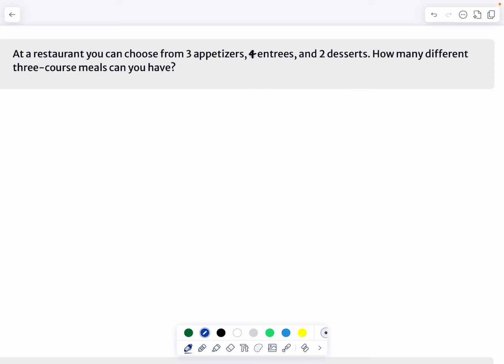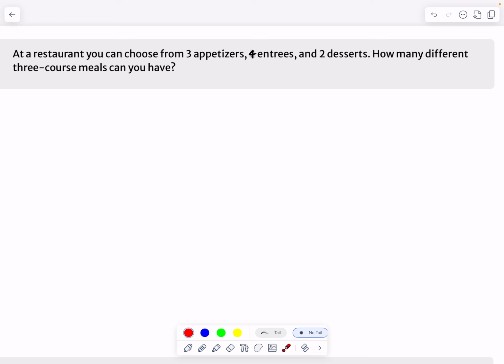For this example, we're going to look at a situation where we have a couple of different categories to choose from. In this case, we're at a restaurant and we're ordering appetizers and entrees and a dessert. And we're going to pick just one thing from several options in each category. We want to figure out how many different ways could we pick one of each of these three things. And so to think about this, we're going to draw out a diagram.